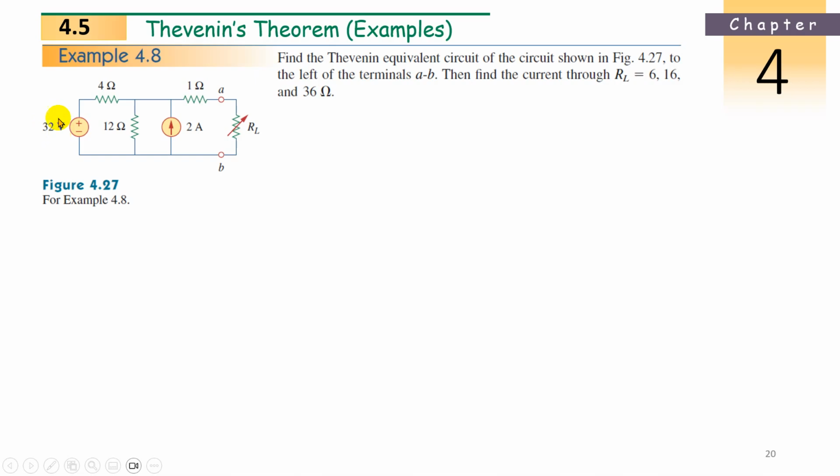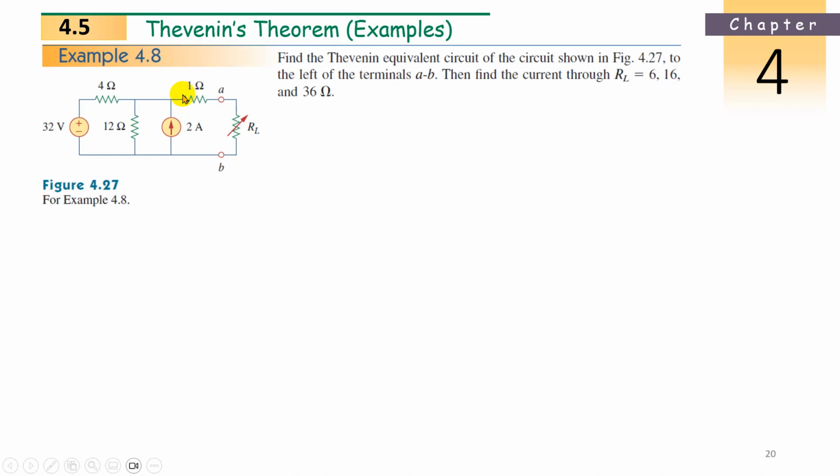Turn off the sources. Independent sources should be off. Off means here what? The voltage source should be a short circuit. This 4 ohms will become a short circuit here, and it will be in parallel with the 12 ohms. So 12 and 4 will become parallel. Next, the current source should be an open circuit. Remove it. Now it will be removed.